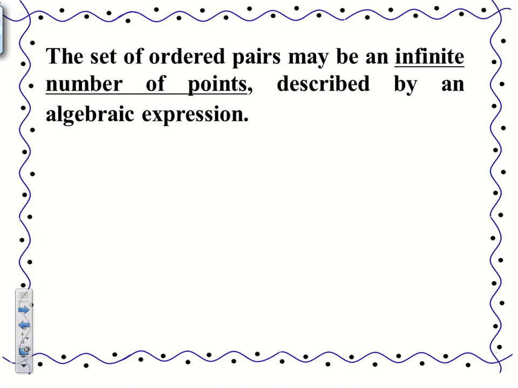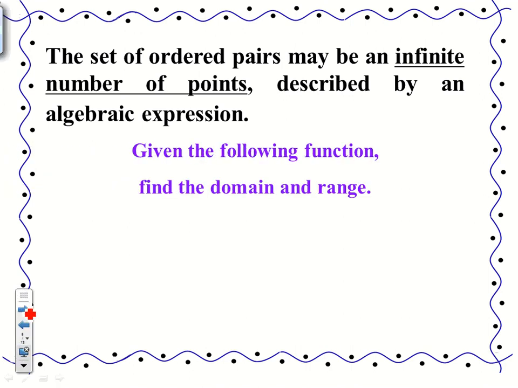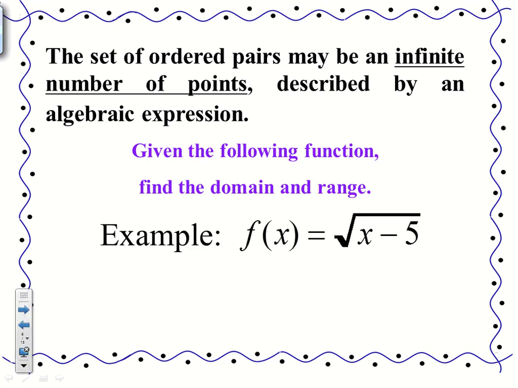So the set of ordered pairs may be an infinite number of points described by an algebraic expression. Given the following function, find the domain and the range. So for example, over here, f of x equals square root of x minus 5. Remember, yesterday on the video it said that y equals square root of x minus 5. This is the same thing.